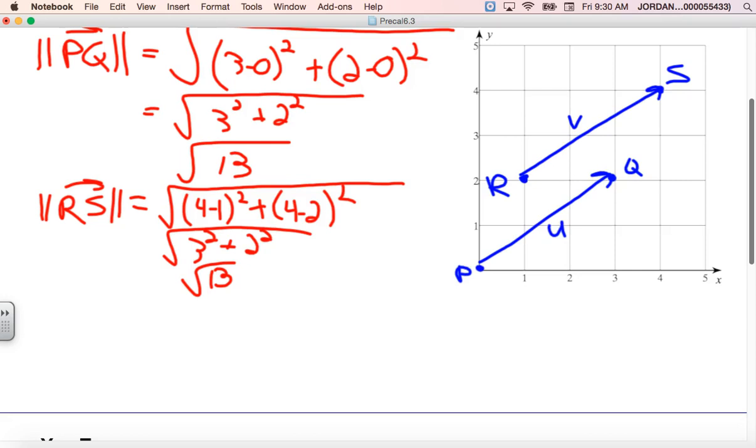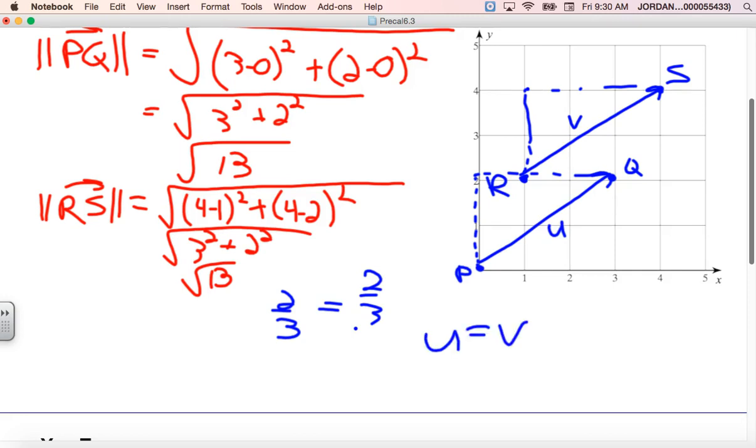So the slope of PQ, you go up 2 and over 3. And then the slope for RS is up 2 and over 3. So you can see that they've got the same slopes. So since those slopes are equal and their magnitudes are equal, we know that yes, U does equal V.